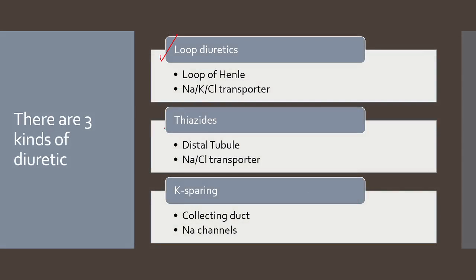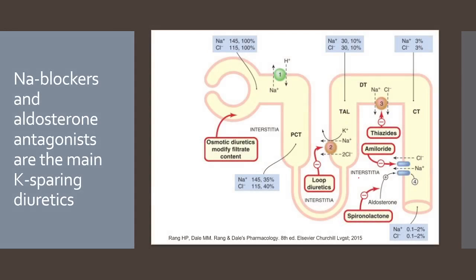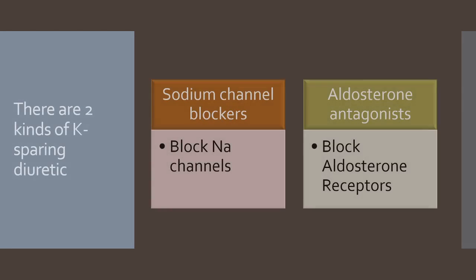So we looked at loop diuretics, we looked at thiazides. Now let's look at the potassium-sparing drugs, which work in the collecting duct. The best known ones block sodium channels, and we also have aldosterone antagonists. So that means there are actually two types of potassium-sparing diuretic: sodium channel blockers and aldosterone antagonists. Sodium channel blockers block sodium channels, and aldosterone antagonists block aldosterone receptors.